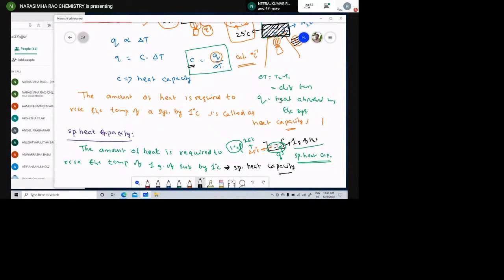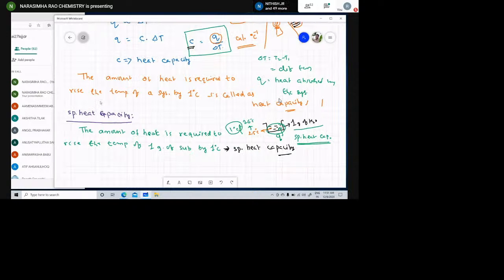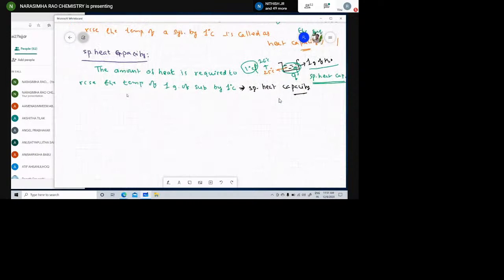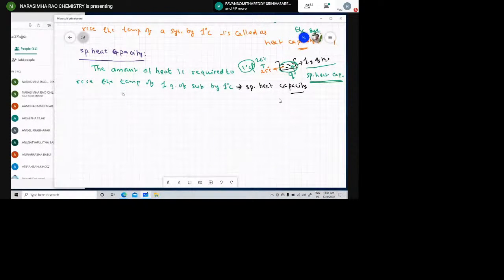Specific heat capacity. It's clear, children? Clear, sir. Right. Now, once again, I am repeating this one. The amount of heat required to raise the temperature of 1 gram of substance by 1 degree is called specific heat capacity. Now, Q is equal to S into M into delta T.